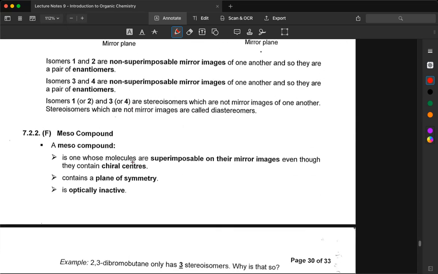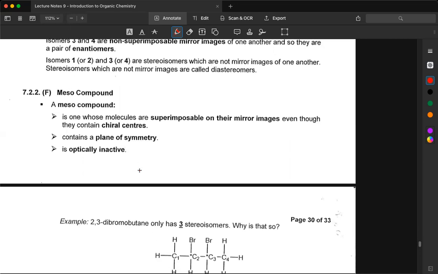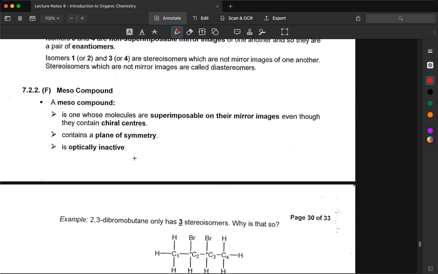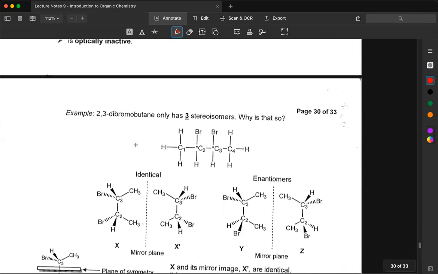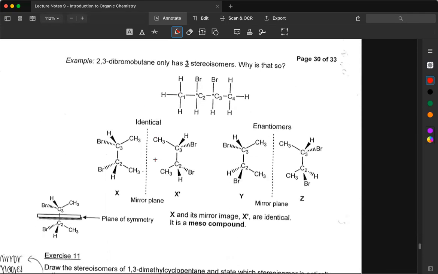A meso compound is one whose molecules are superimposable on their mirror image, even though they contain chiral centers. They contain a plane of symmetry and are optically inactive. So this only has 3 stereoisomers instead of 4, although it has 2 chiral carbons. Why? If you look carefully and draw this out, these are actually identical.